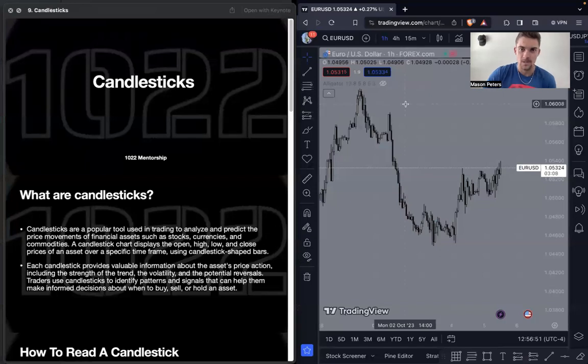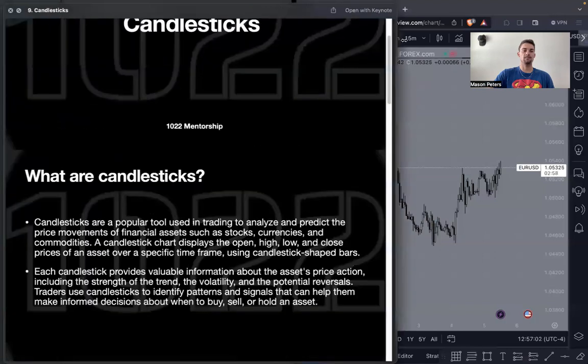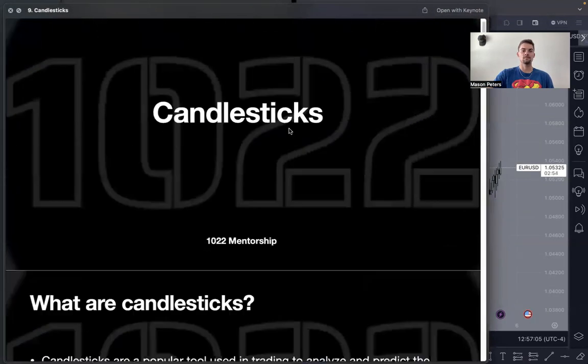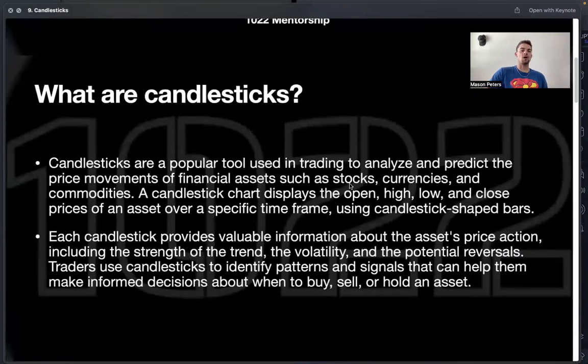All right. So what are candlesticks? Candlesticks are popular. It's not necessarily a tool, but it's what forms on the chart when data is being printed, right? So you can use candlesticks to predict the movements in assets.